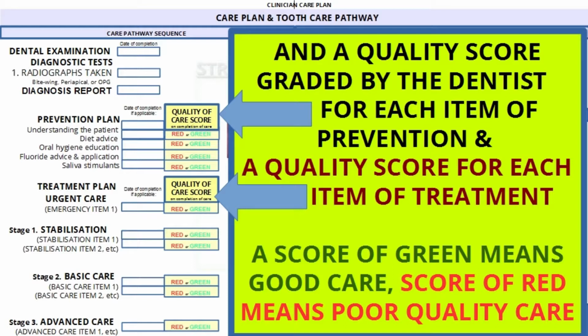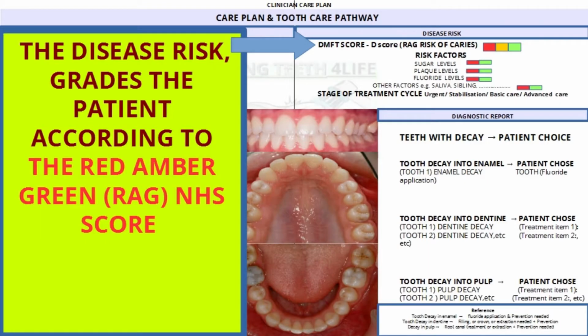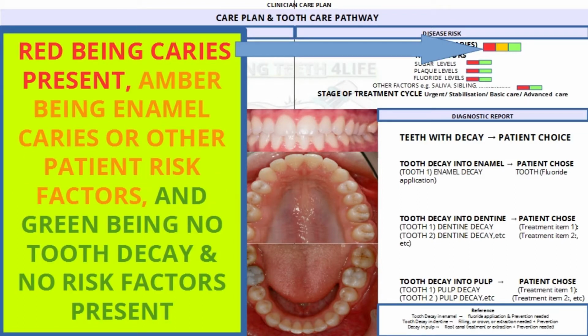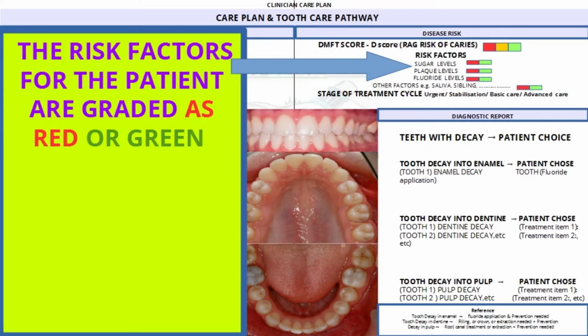And a quality score for each item of treatment. A score of green means good care, and a score of red means poor quality care. And the disease risk that grades the patient according to the red, amber, green, RAG, NHS score. Red being caries present, amber being enamel caries, or other patient risk factors, and green being no tooth decay, and no risk factors being present. The risk factors for the patient are graded as red or green.